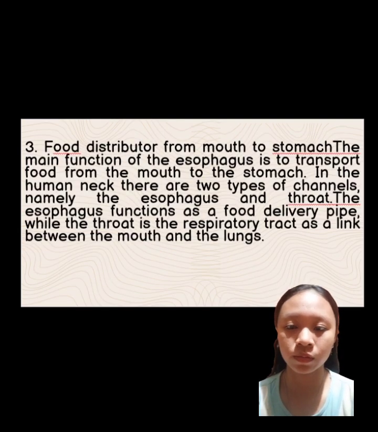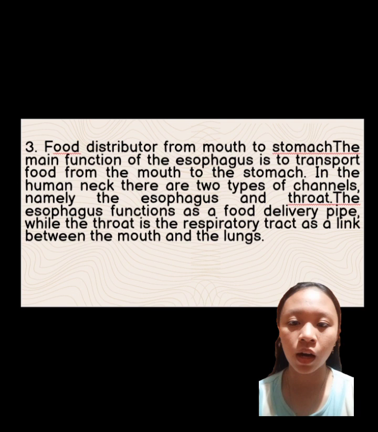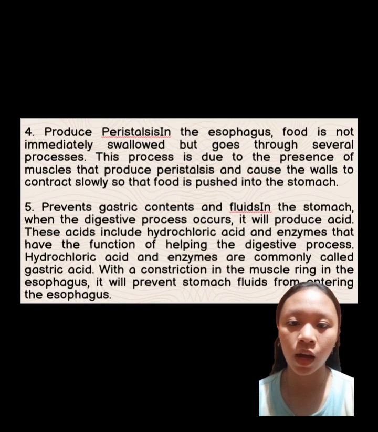3. Food distributor from mouth to stomach. The main function of the esophagus is to transport food from the mouth to the stomach. In the human neck, there are two types of channels, namely the esophagus and throat. The esophagus functions as a food delivery pipe, while the throat is the respiratory tract as a link between the mouth and the lungs.